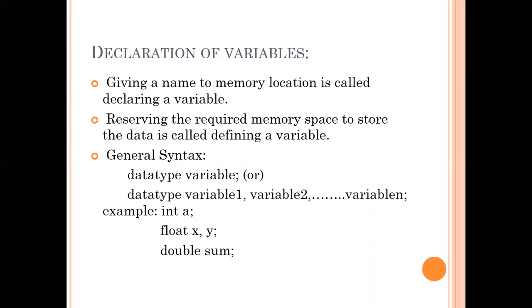Declaration of variables. Giving a name to the memory location is called declaring a variable. Reserving the required memory space to store the data is called defining a variable. Declaration means a name is given.